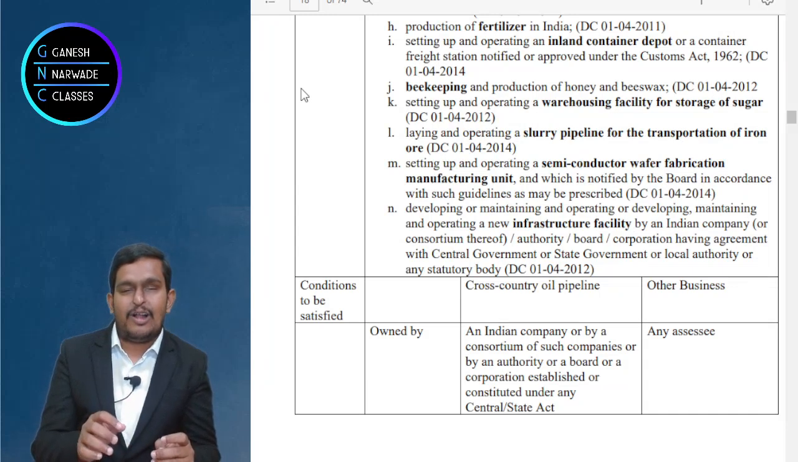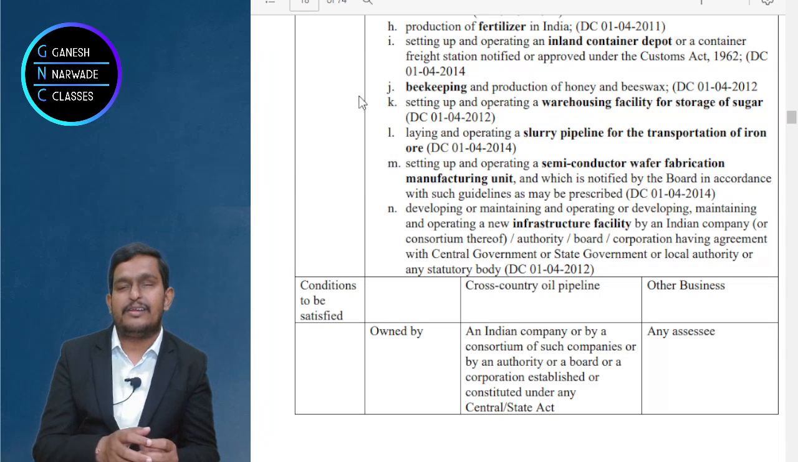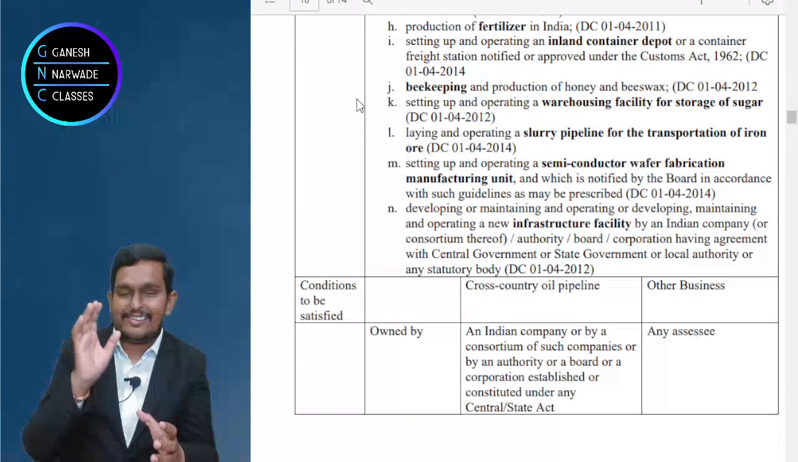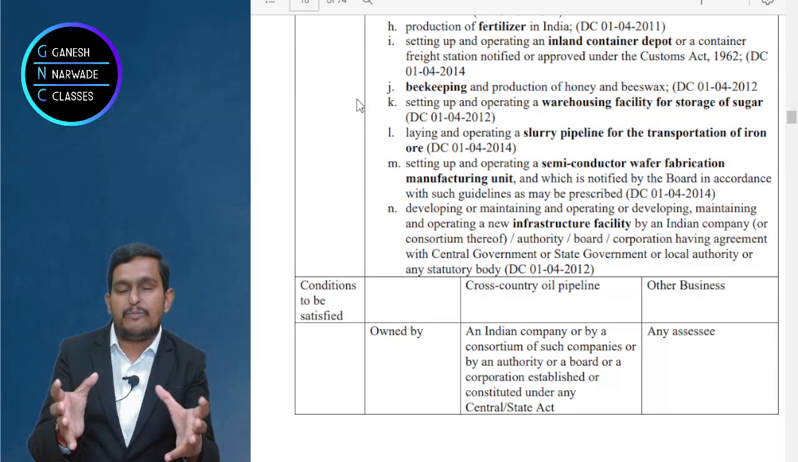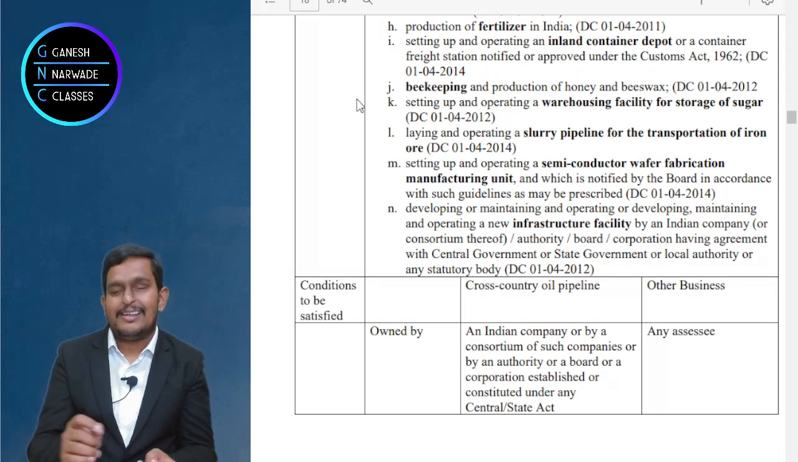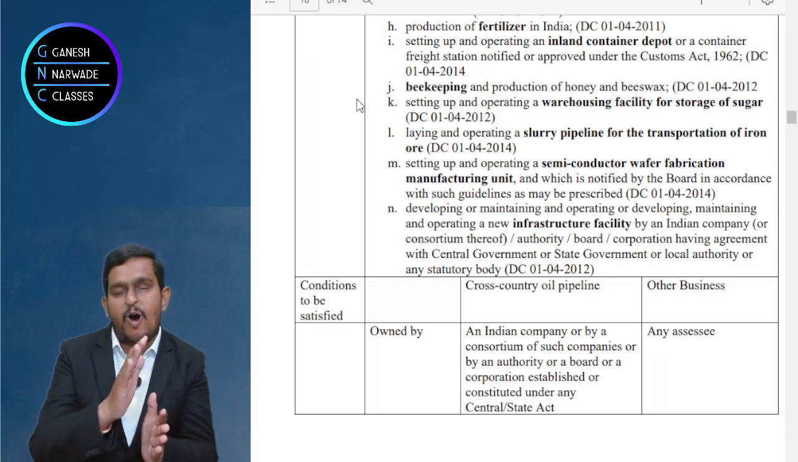Then there is something for transportation of iron ore. I have to remember that word, I also forget: slurry pipelines, yes, this is the right word, slurry pipelines for transportation of iron ore. Iron ore is thick, right? For transportation of that, very strong slurry pipelines are there. That is the 14th one. We have to remember all these 14 names because these are called specified businesses.